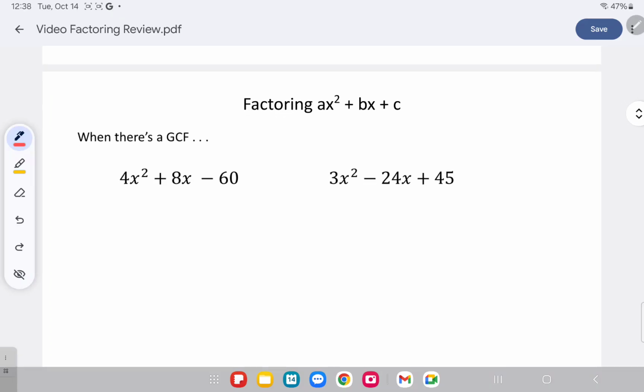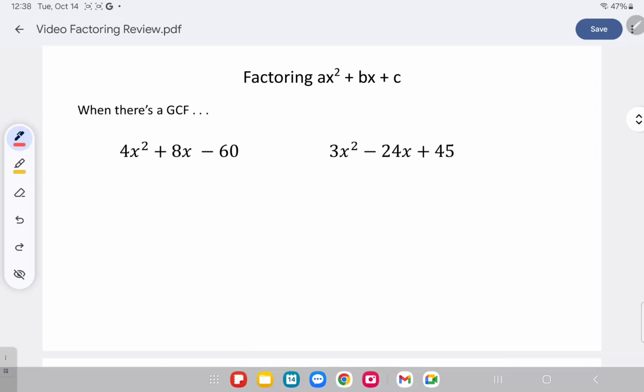All right, in all those examples, there was no leading coefficient, but now there is going to be a leading coefficient, or in other words, a number in front of the x squared term.